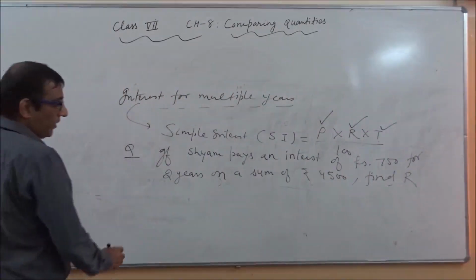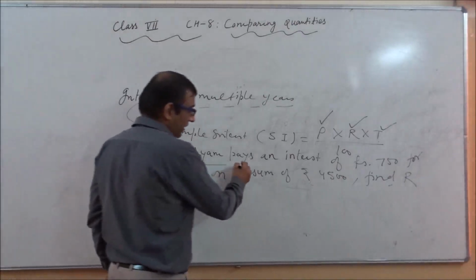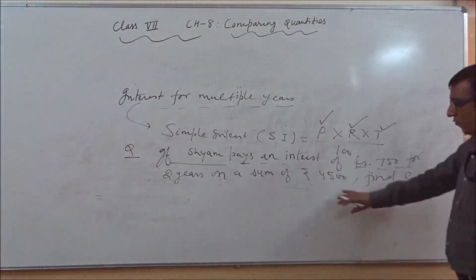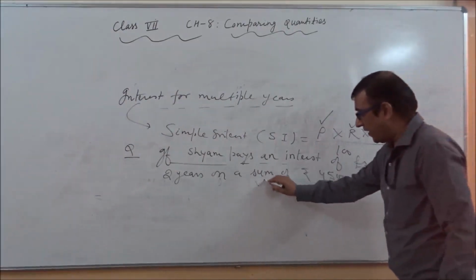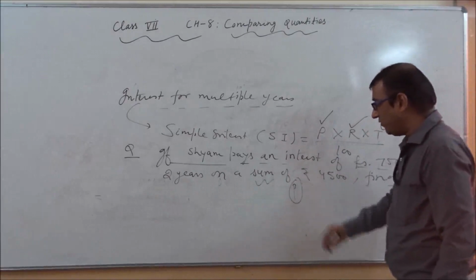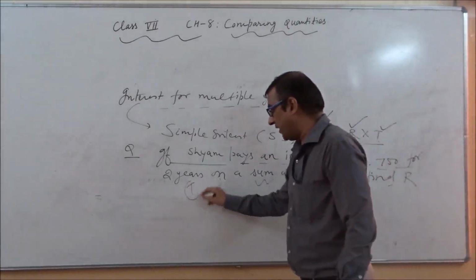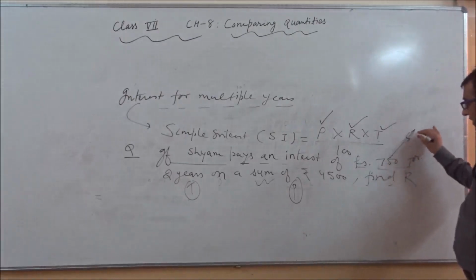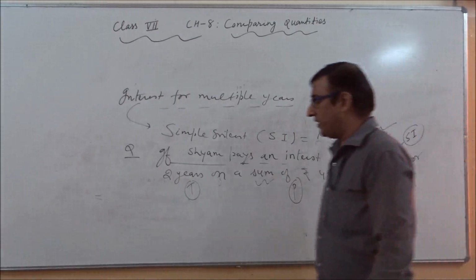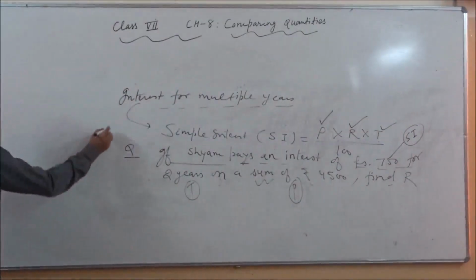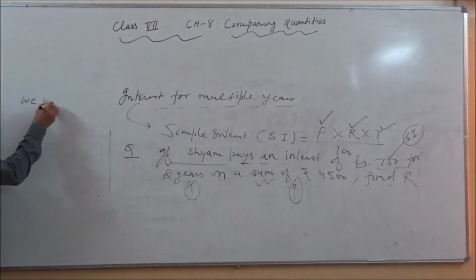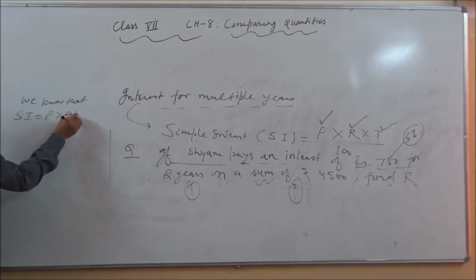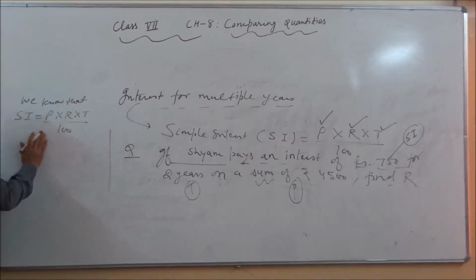So first we will see here what is given to us. If Shyam pays an interest of rupees 750 for 2 years on a sum of rupees 4,500, it means sum is related with principal value, 2 years is related with time. R we have to calculate. So what is 750? This is related with SI or simple interest. So how can we solve this question? First we will write down the formula. We know that SI equals P into R into T upon 100. Now one by one we will put all the values.